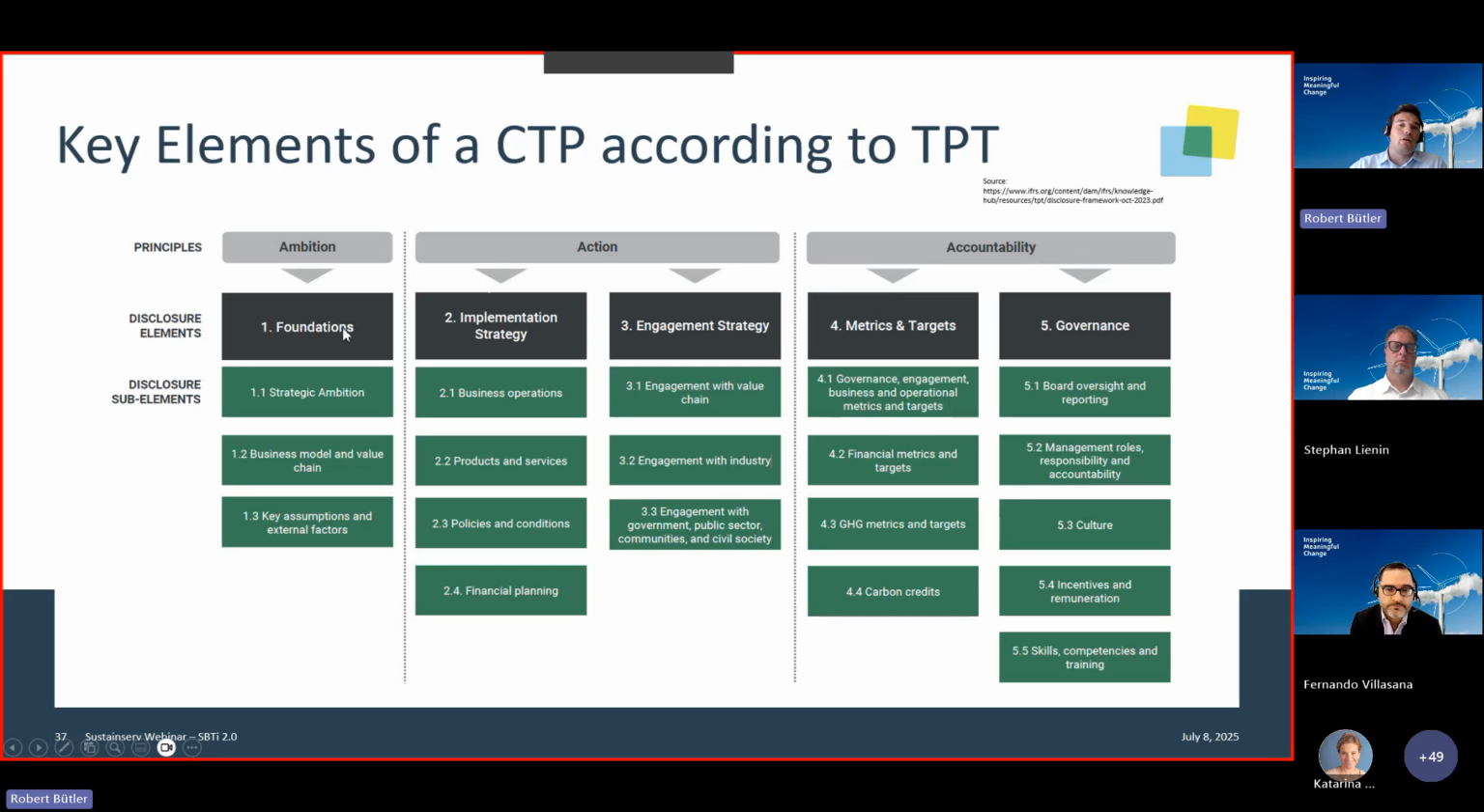So it all starts with setting the foundation, so targets and priorities, strategic ambition, business strategy changes, and time frame need to be considered of the general business strategy. And this climate transition plan should, in a sense, also be underpinned with robust scenario analysis used to identify potential climate-related risks and opportunities. Moving on to the two action items, implementation and engagement strategy.